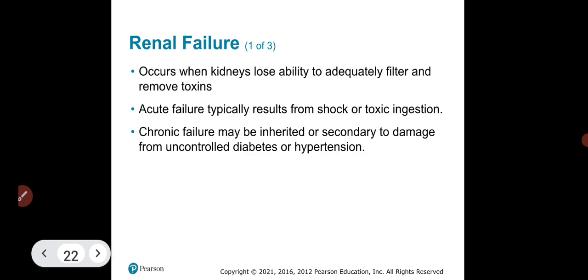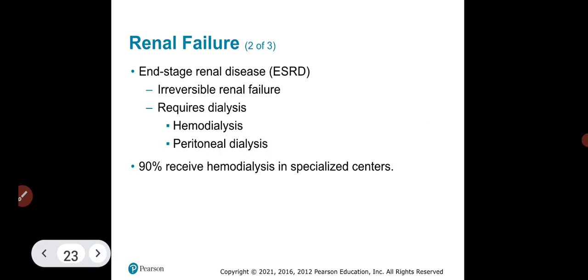All right, renal failure. Occurs when kidneys lose ability to adequately filter and remove toxins. Acute failure typically results from shock or toxic ingestion. Chronic failure may be inherited or secondary to damage from uncontrolled diabetes or hypertension.